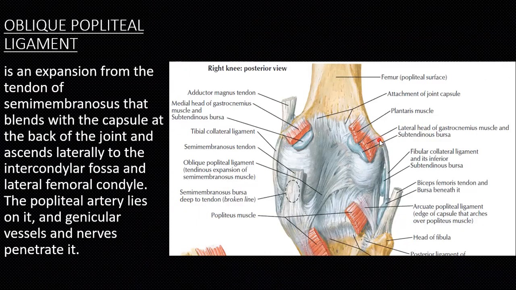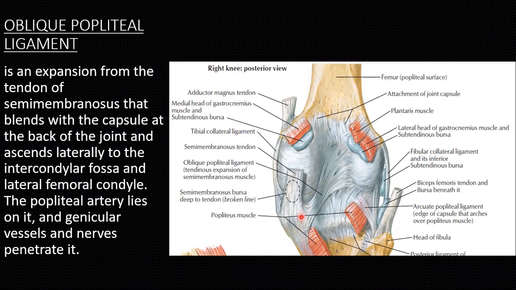Now, oblique popliteal ligament. Oblique popliteal ligament is an expansion of semimembranosus muscle that blends with the capsule at the back of the joint, and they usually ascend laterally to the intercondylar fossa and lateral femoral condyle. Now, oblique popliteal ligament is pierced by middle genicular artery, a branch from the popliteal artery, and the middle genicular nerve, which is a continuation of the posterior division of obturator nerve into the knee joint.